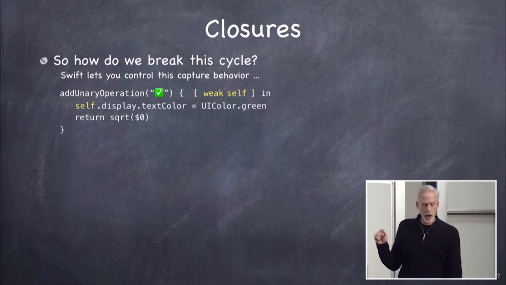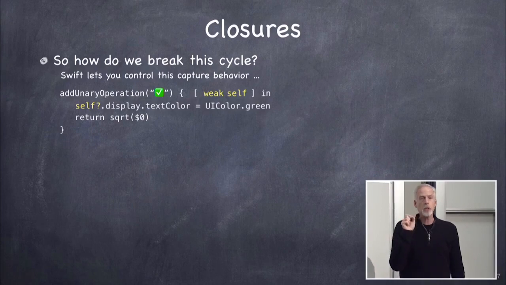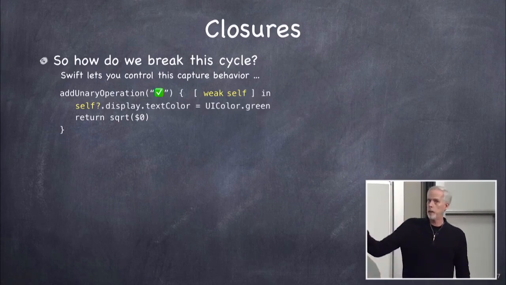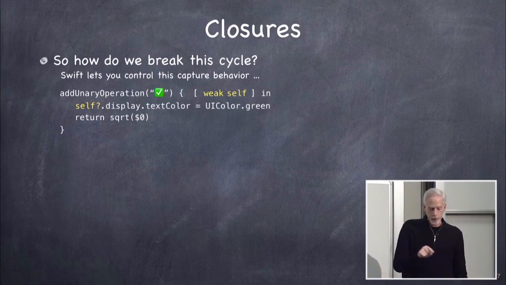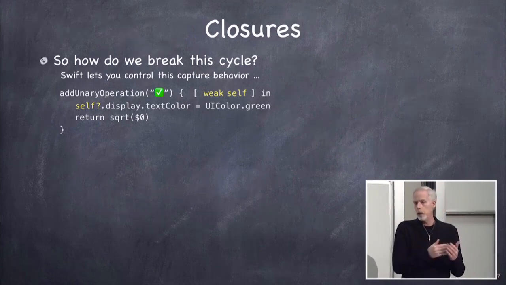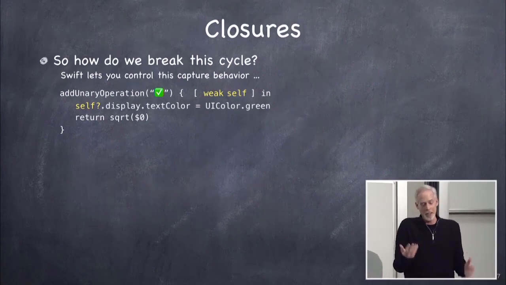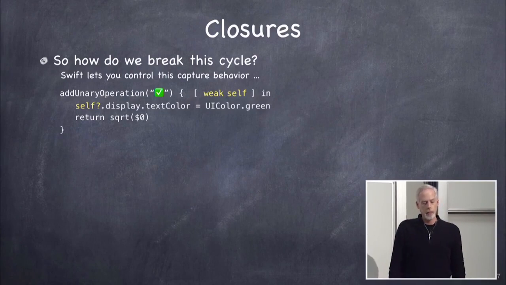But of course, since it's an optional, we can't just say self.display right there. We have to say optional chained self.display. So that if this closure executes and the view controller is not in the heap, self question mark will be nil and it will not execute the rest of that line. It'll still return the square root, but it won't turn the thing green because this view controller is not even there. All right? So that's how we can use weak to do it.